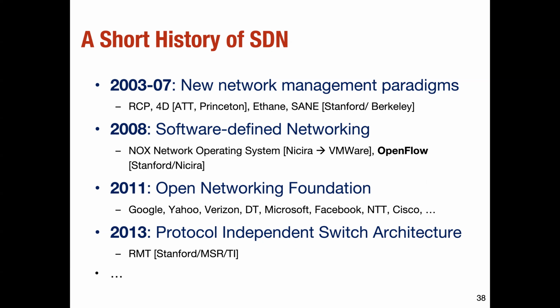But there were a lot of solutions, and 2003 to 2007 was a very interesting time in the networking community where new network management paradigms were defined, right? So there was the routing control platform, which was developed at AT&T, and also a follow-up called 4D, which was talking about four dimensions of how network management should be done. And Ethane is something that you already read in the last class, which was talking about enabling flexible control for the enterprise network, right?